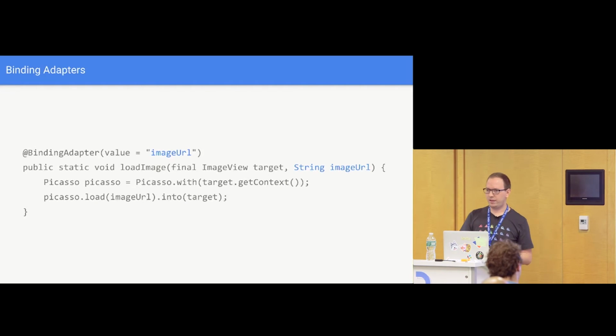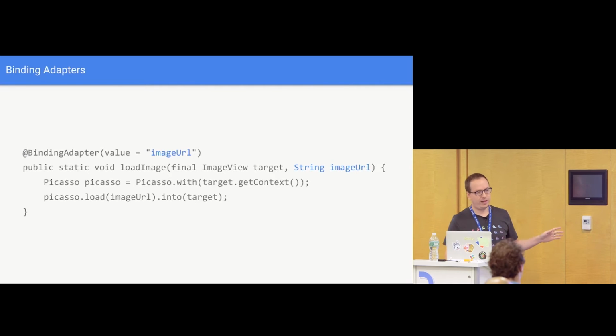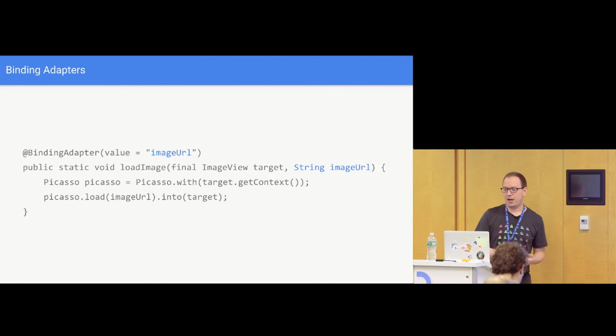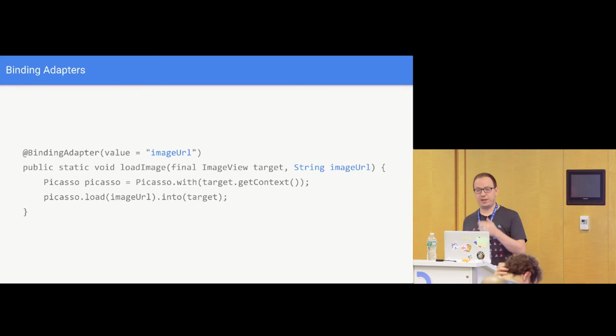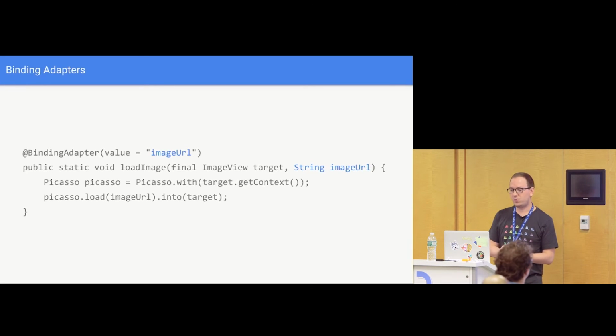So this is a quick example of a binding adapter that almost all of you will probably write yourself if you use data binding. So the data binding team did a great job of writing most of them for you. But in the case where you need to do something asynchronous or that's dependent on a third-party library, then this is where custom binding adapters really shine.